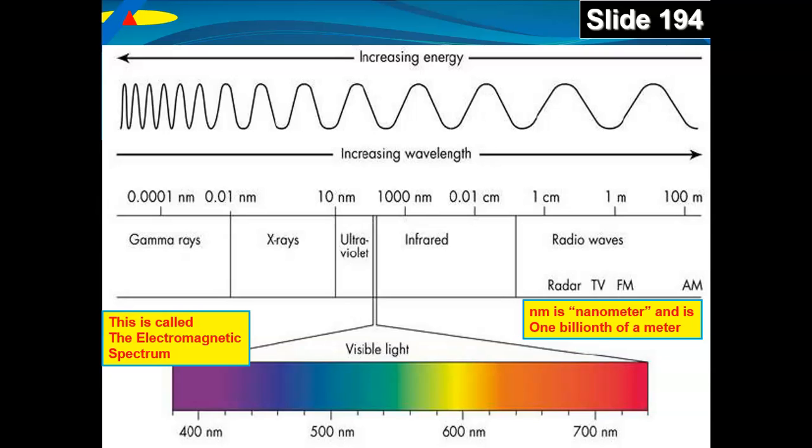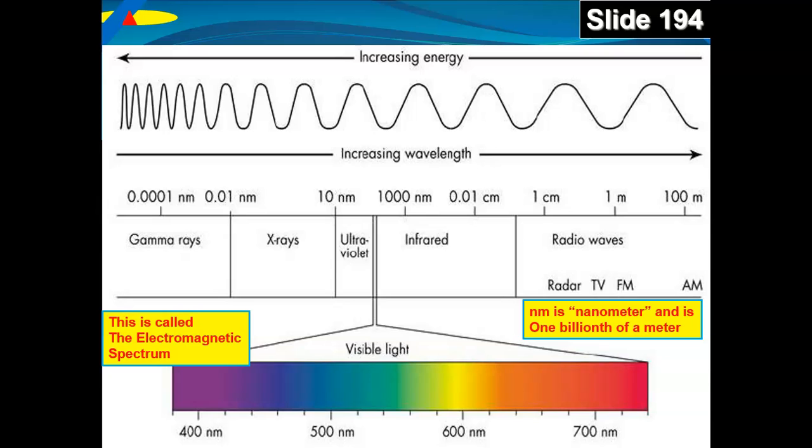Now, to the left of visible light, you see ultraviolet. Ultra means above, and here it means above violet. So you see that violet is the highest frequency of the visible light. If it's above violet, it's called ultraviolet, and that's a form of light as well. Then above that is X-rays.